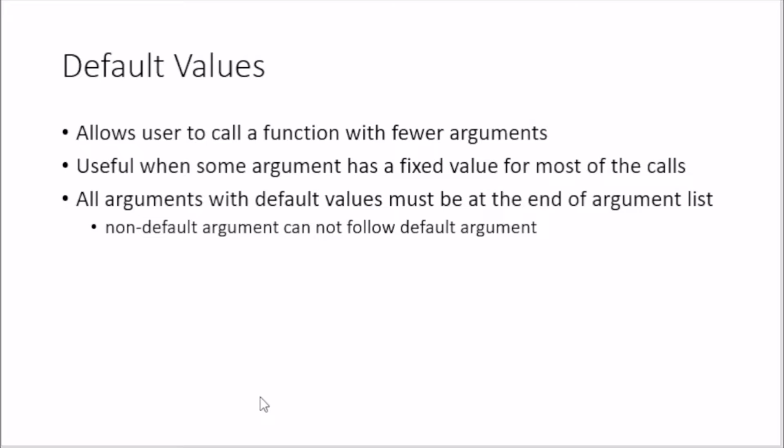So in case of default values, it allows the user to call a function with fewer arguments. When some argument has a fixed value for most of the calls, then the default value specified inside the function definition is very important. All arguments with a default value must be at the end of the argument list, whereas a non-default argument cannot follow a default argument. I hope you have understood this.